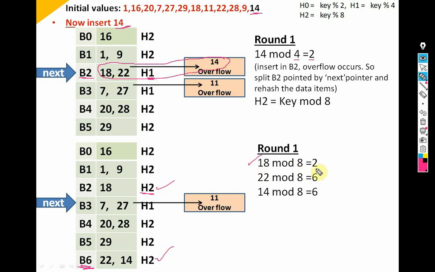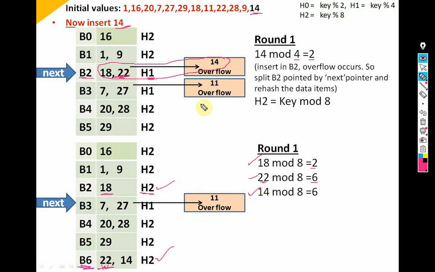18 mod 8 is 2. 18 is to be placed in the second bucket. Already 18 is in the second bucket, right? 22 mod 8 is 6. 22 is to be placed in the sixth bucket. That is the reason I shifted 22 from bucket 2 to the sixth bucket.